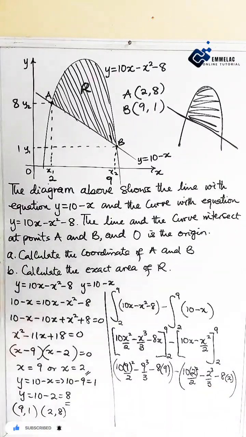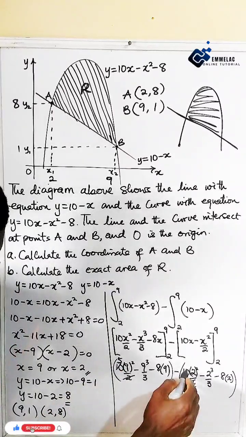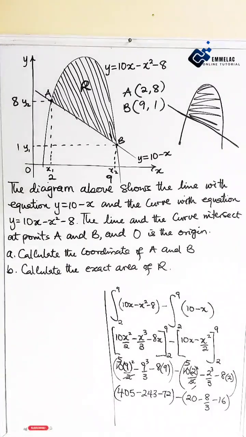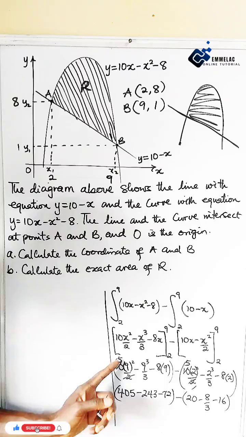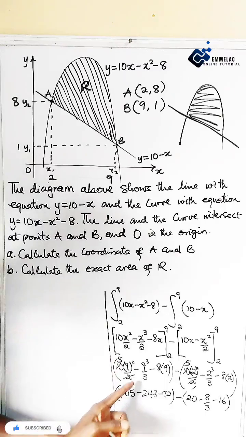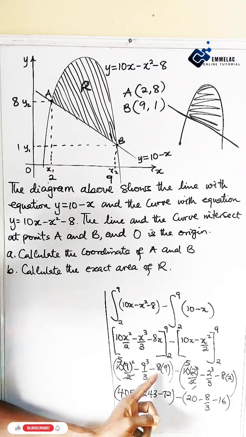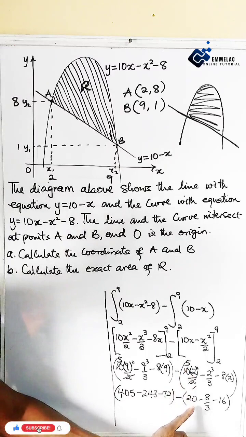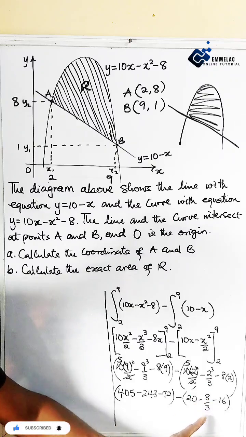So if I probably use a calculator here, now making use of our calculator, there we have it. Now here we have 9 raised to the power of 2, which is 81, times 5 will give us 405. 9 to the power of 3 divided by 3 will give us 243. 8 times 9, 72. Then minus 5 times 4 will give us 20, because this is 2 raised to the power of 2. Then 2 raised to the power of 3, which is 8, now divided by 3, then minus 16.